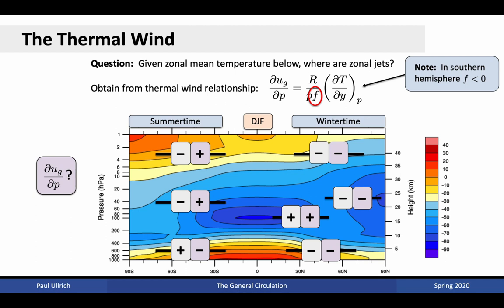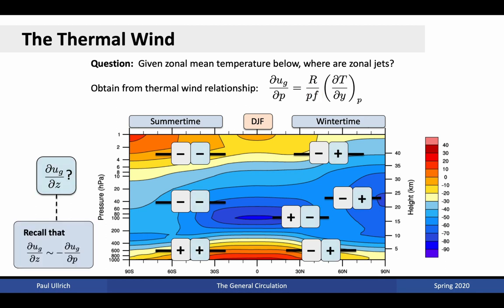Okay, then how do we get ∂u_g/∂z? Well, we know that ∂u_g/∂z is proportional to the negative of ∂u_g/∂p, because pressure decreases as one goes to higher altitudes. So that requires us to flip the signs for all of these cross sections. Consequently, we get a final sign within the light blue boxes here for each cross section. This then tells us how the zonal wind varies as we go up by altitude through that particular cross section.